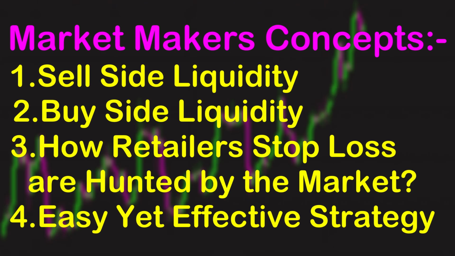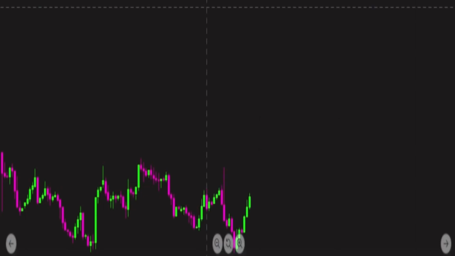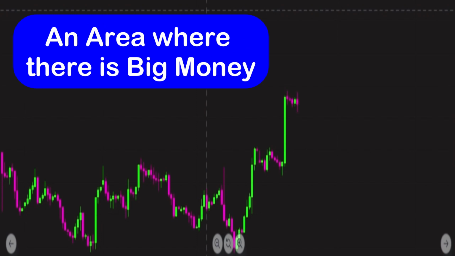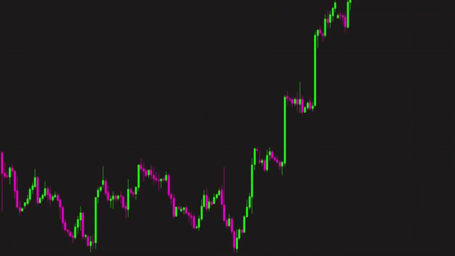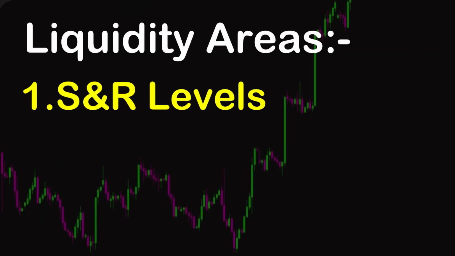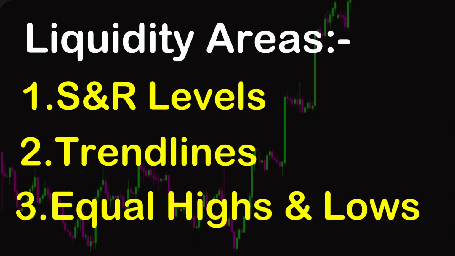So, we will explain all these market maker concepts in detail, through which you can learn to trade like them and earn huge profits by using them. The first concept is sell-side liquidity. Before we understand all these concepts, let us learn about liquidity first. Liquidity simply means the areas where there is big money. These areas could be support and resistance, trend lines, and equal highs or equal lows.